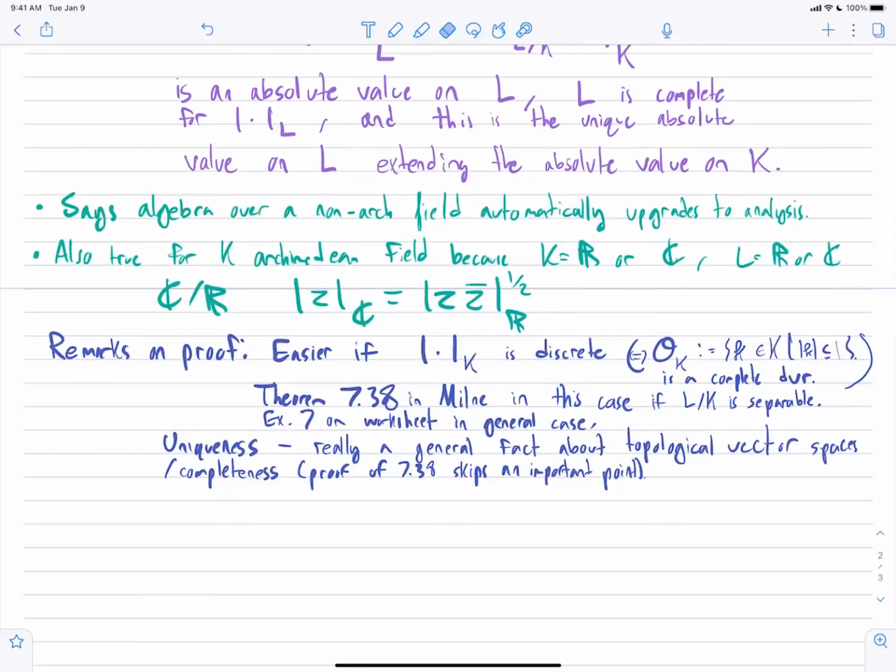So it's a little bit easier in the case of a discrete valuation. So this case in Milne, but you do have to be careful not to just assume it's complete. Okay, so in this proof of 7.38, it claims something is Cauchy without explaining why that sequence is actually Cauchy.